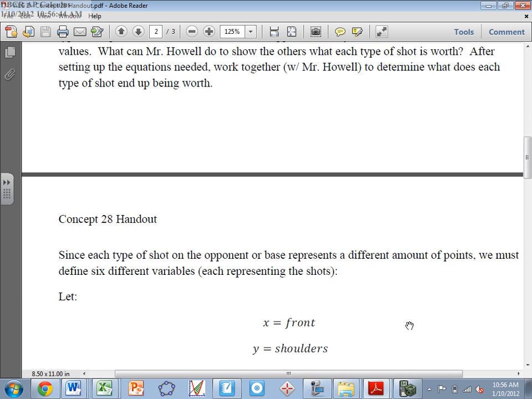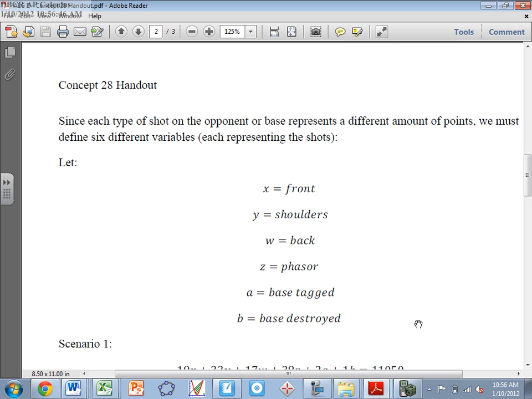We defined X, Y, W, Z, A, and B as shooting in the front, shoulders, back, the gun, shooting the base, and then destroying the base. Tagging means shooting. So if you shoot the base for a while, it weakens it, but then when you destroy it, it goes off, you know? You get all the points for it. So these are the six ways to shoot.